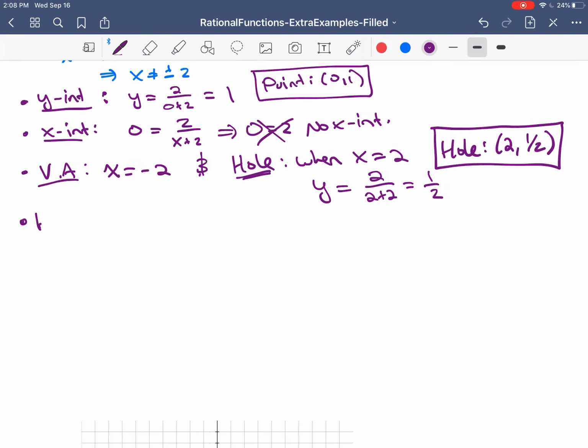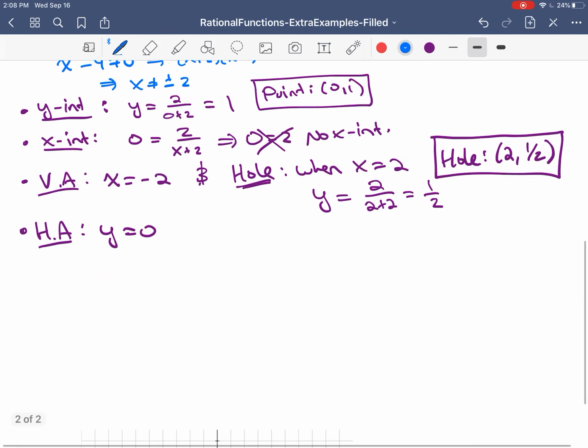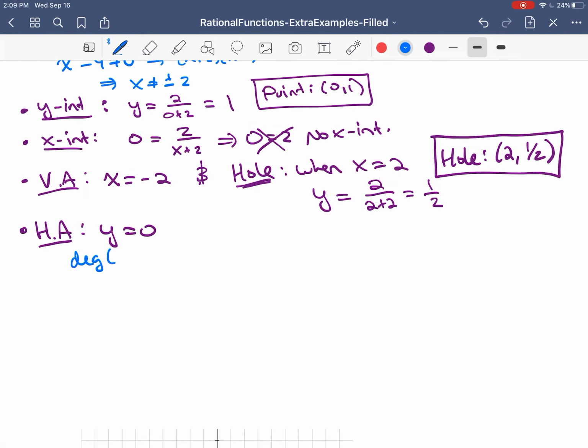Okay, now we have a horizontal asymptote at y equals 0, and that's because the degree of the bottom is bigger than the degree of the top. Okay, so that's our horizontal asymptote.